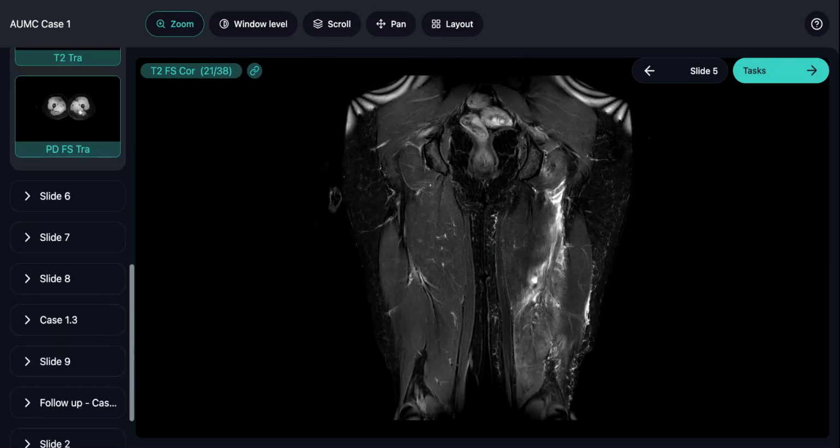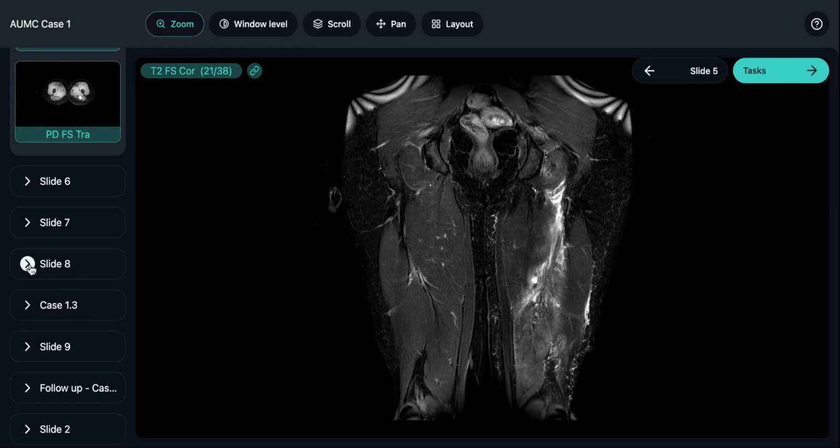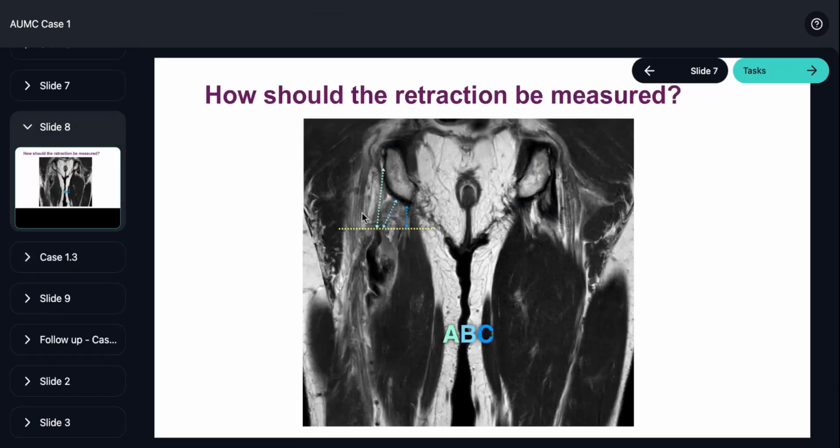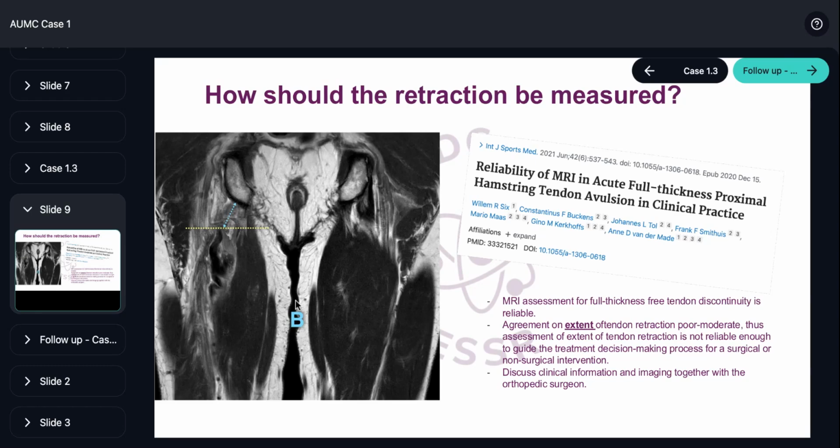We want to measure the amount of retraction. So the next question was on the appropriate measurement of the retraction of the tendon, and the correct answer was B. From the retracted tendon stump, this is a different case with a different tendon, to the center of the sciatic tuberosity. However, these measurements of retraction are not that repeatable as shown in this article. They only found poor to moderate inter-observer agreement between the measurements of the amount of retraction of the tendon in a complete hamstring avulsion.